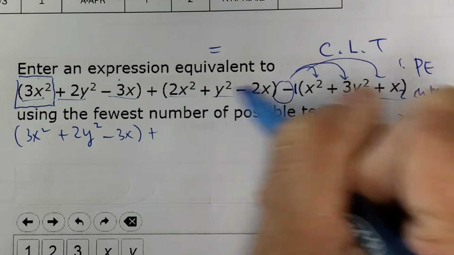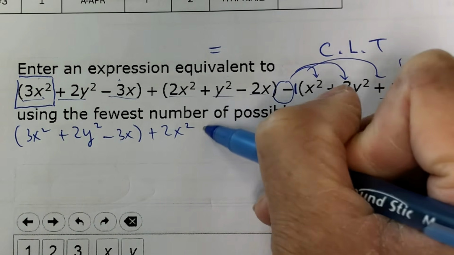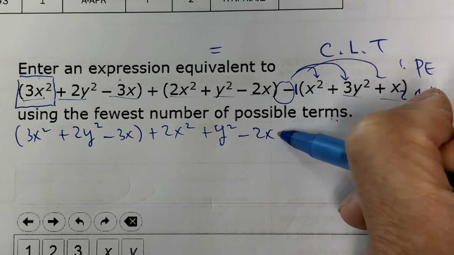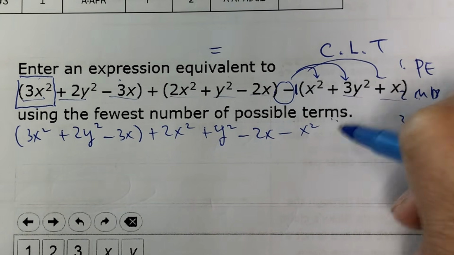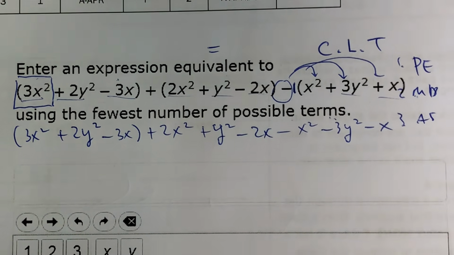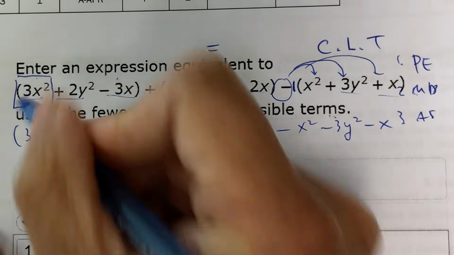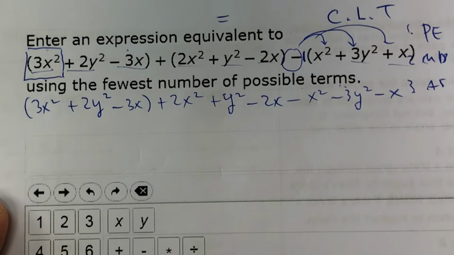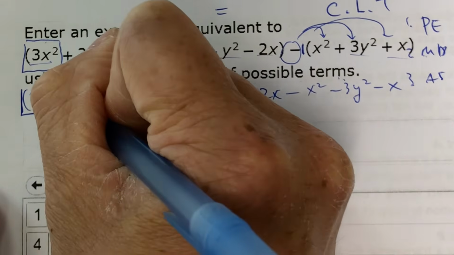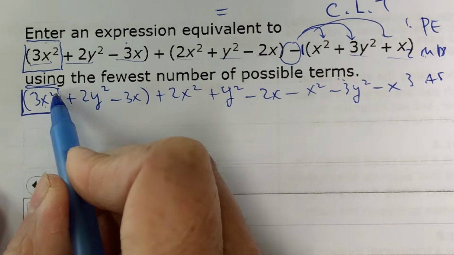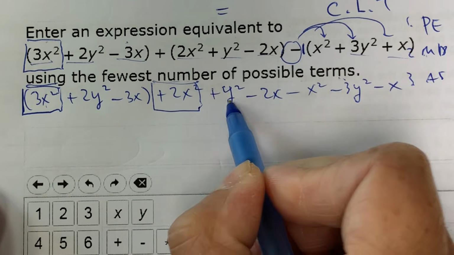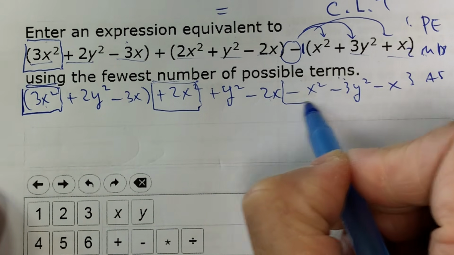Well, we don't really need this. 2x squared plus y squared minus 2x minus x squared minus 3y squared minus x. And I don't need that parentheses there. So now I'm going to look for the ones that are like terms. I'm going to put a box around those that have anything with an x squared in it. So here's another x squared. This one has y squared. No, no, yes.